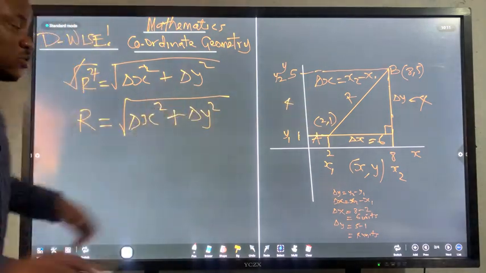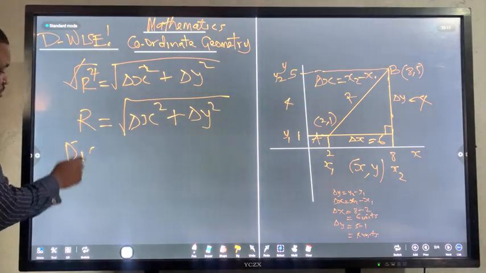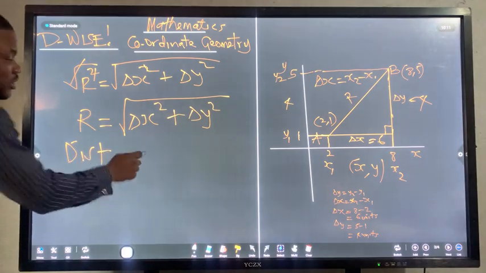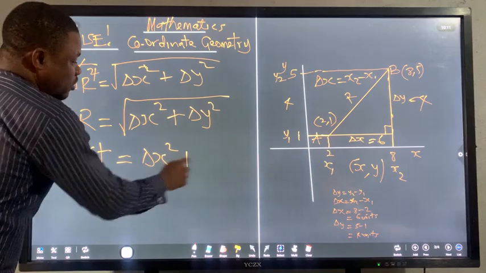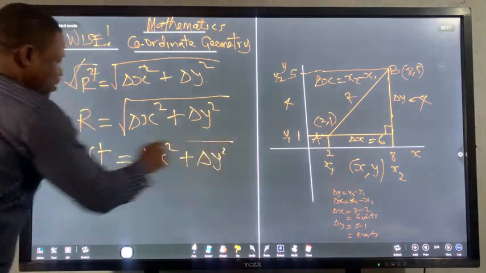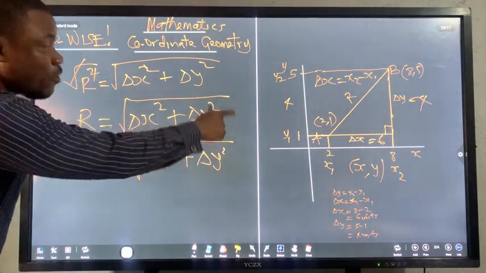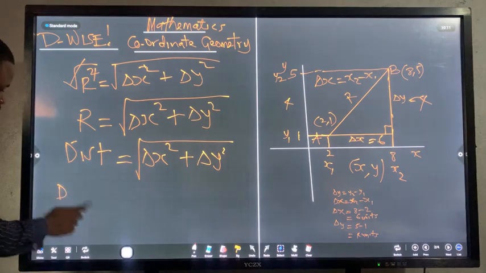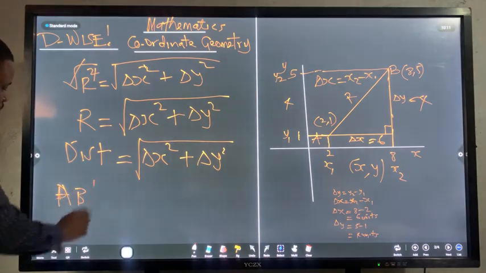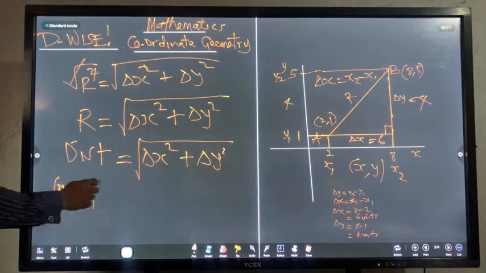So anytime they ask us to find the distance of a line, the distance of the line is going to be change in x squared plus change in y squared, all square rooted. Are you with me? This has been established. So if I want to calculate the length of AB, the distance from A to B, this is the symbol for distance from A to B. It's going to be what?